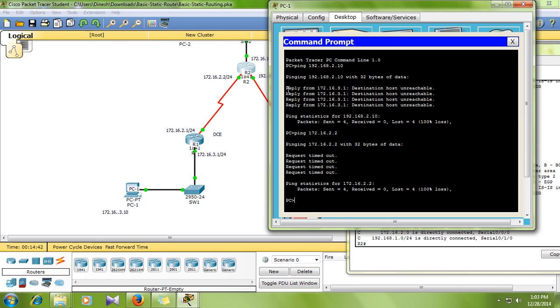Look at this message. Previously when we reached 192.168.2.0, we got the reply destination host unreachable, but here we are not getting a reply for 172.16.2.2. Why? Because this router is forwarding the packet to 172.16.2.2, and router R2 doesn't know where to send the packet, so it is dropping the packet. But R1 is informing PC1 that the network is not available in the routing table. That's where we get that reply.